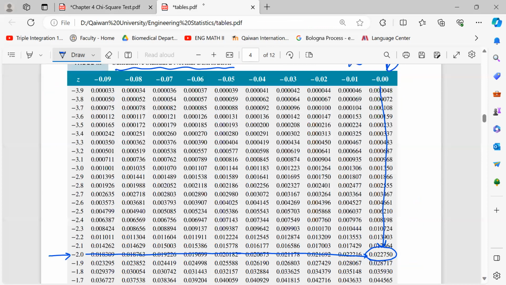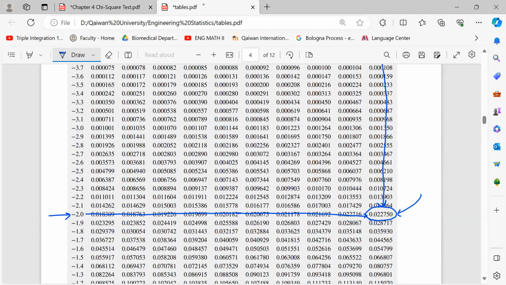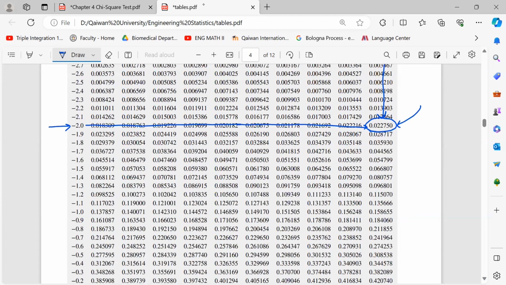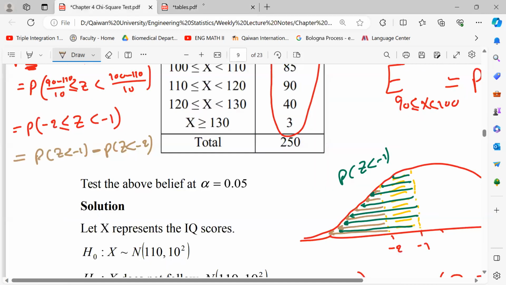Now we have the probability for -2. How about -1? Look for -1 in the first column. As we have no decimal points, we use the last one. It's 0.158, minus 0.227.